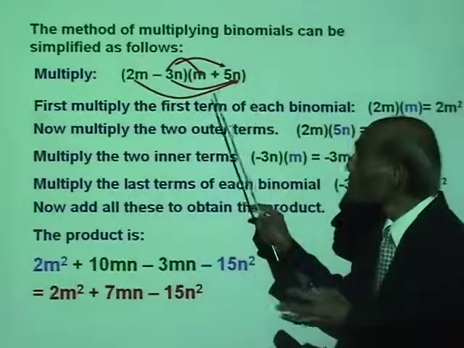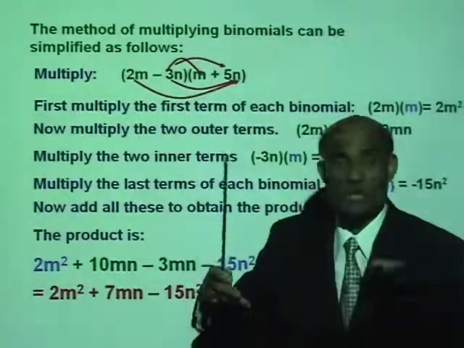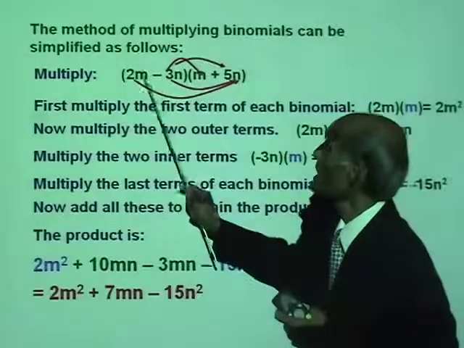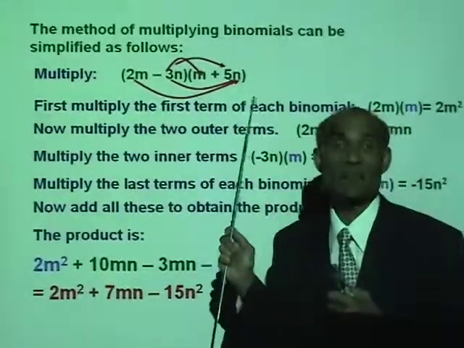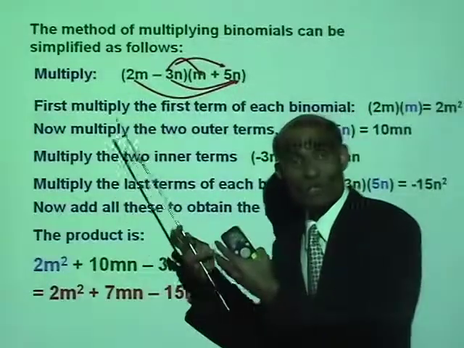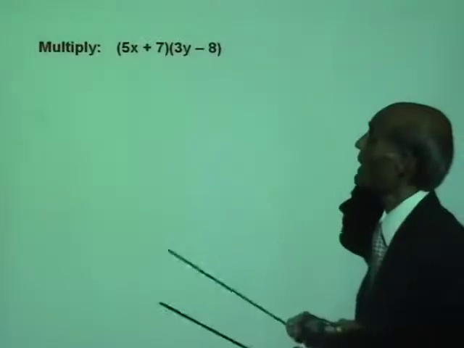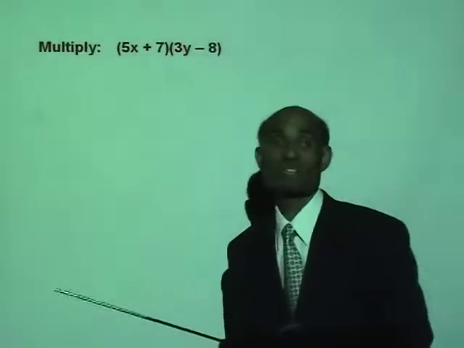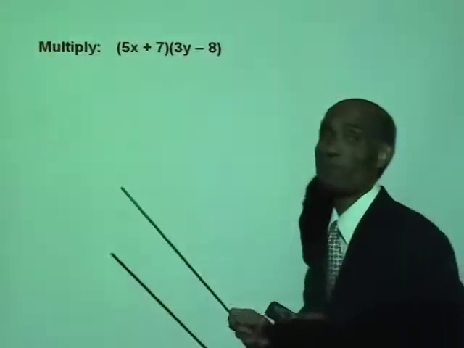But you don't need to do it like this if you don't understand it. You can do the same thing as I taught you earlier. Take each of the terms and multiply it with the second binomial. But this also is doing the same thing. Alright, let's do another one. 5x plus 7 times 3y minus 8.